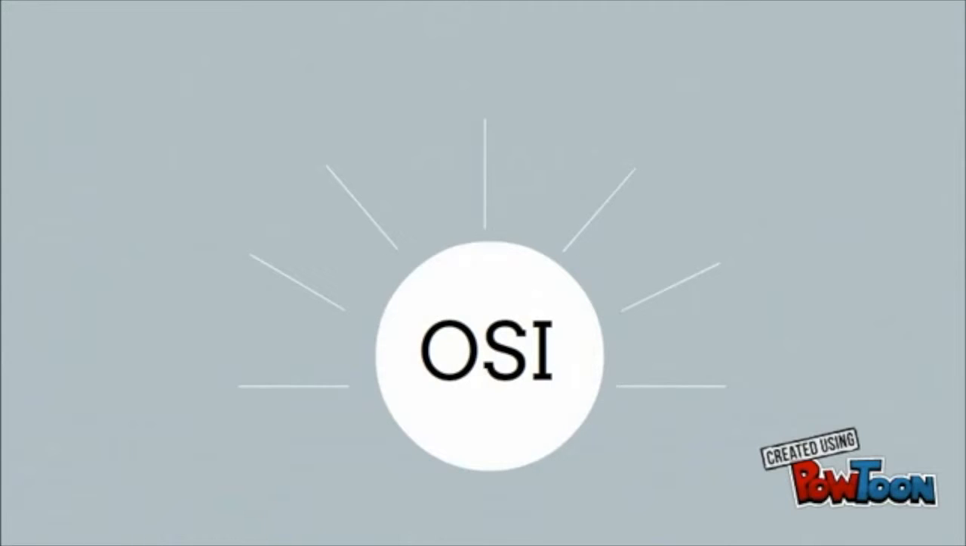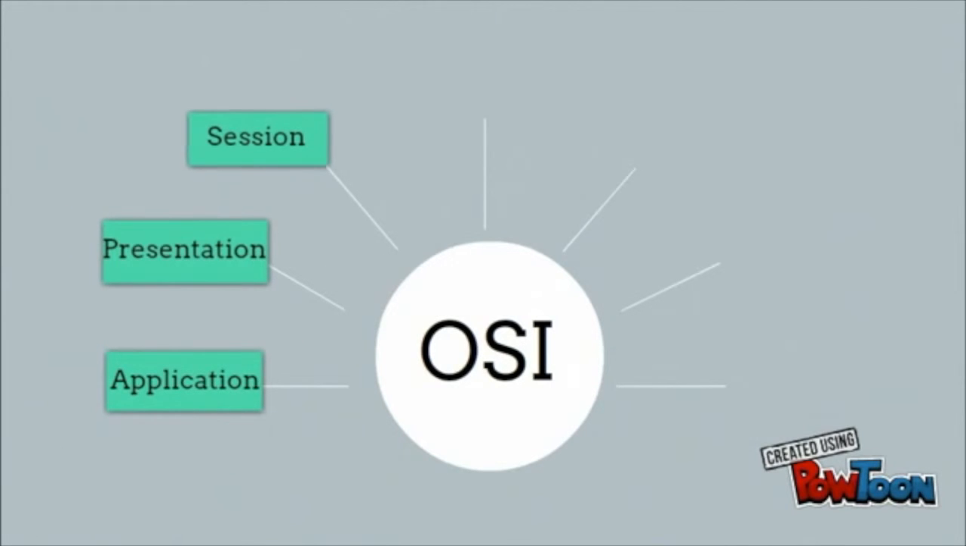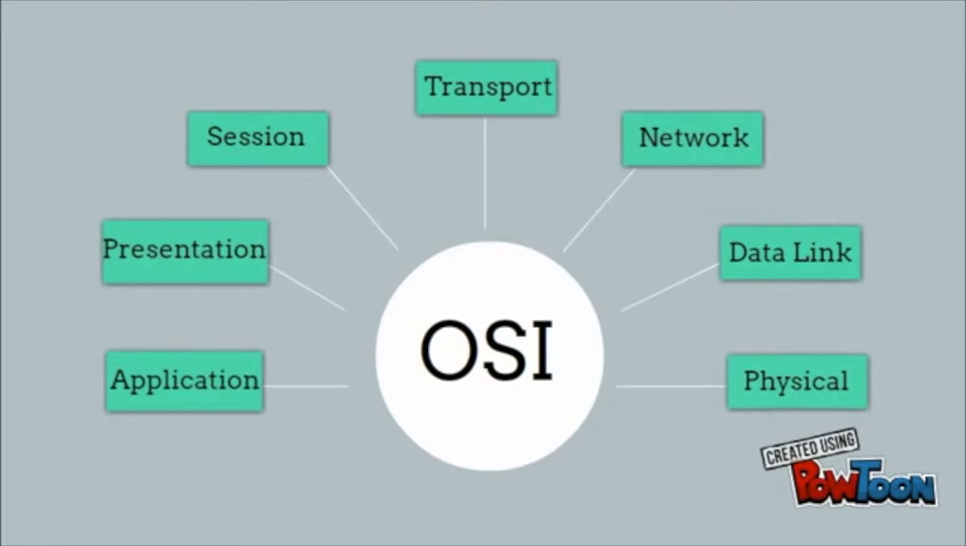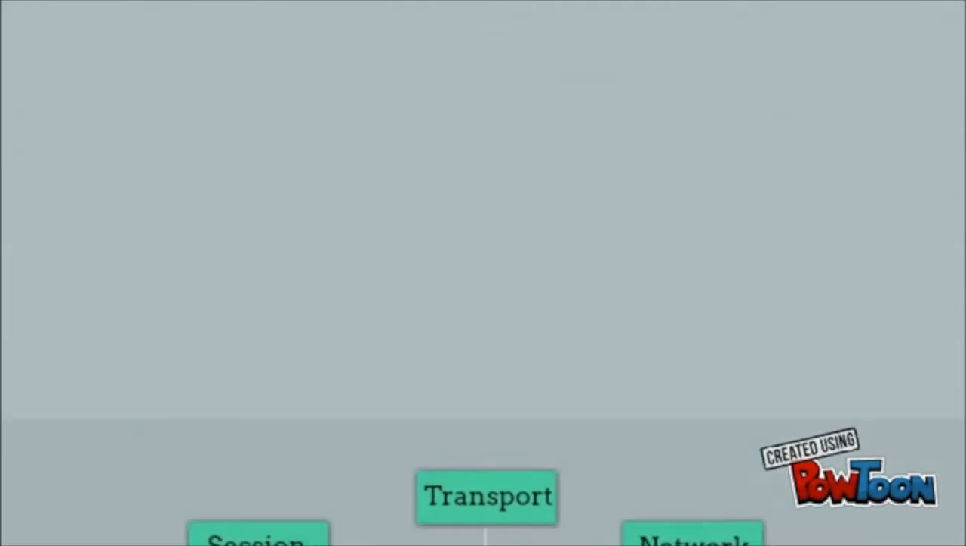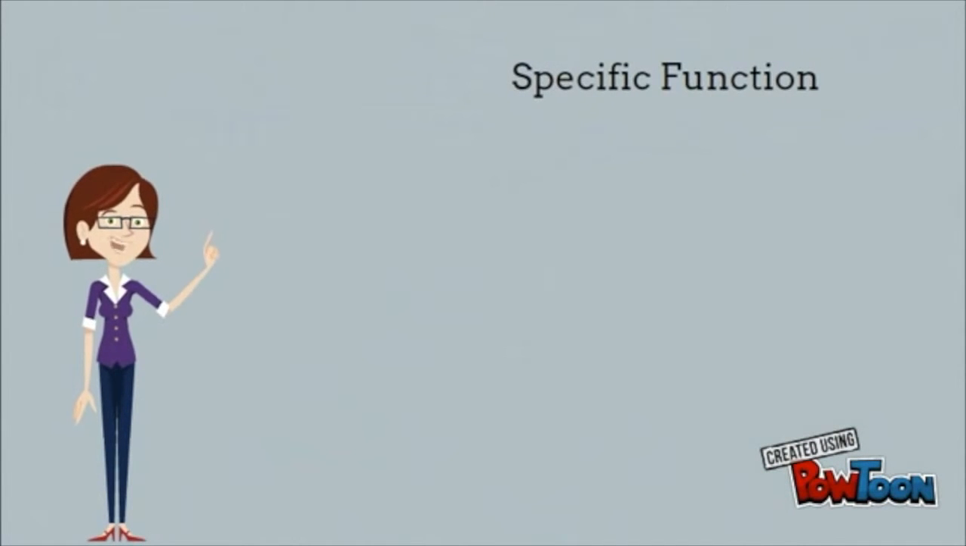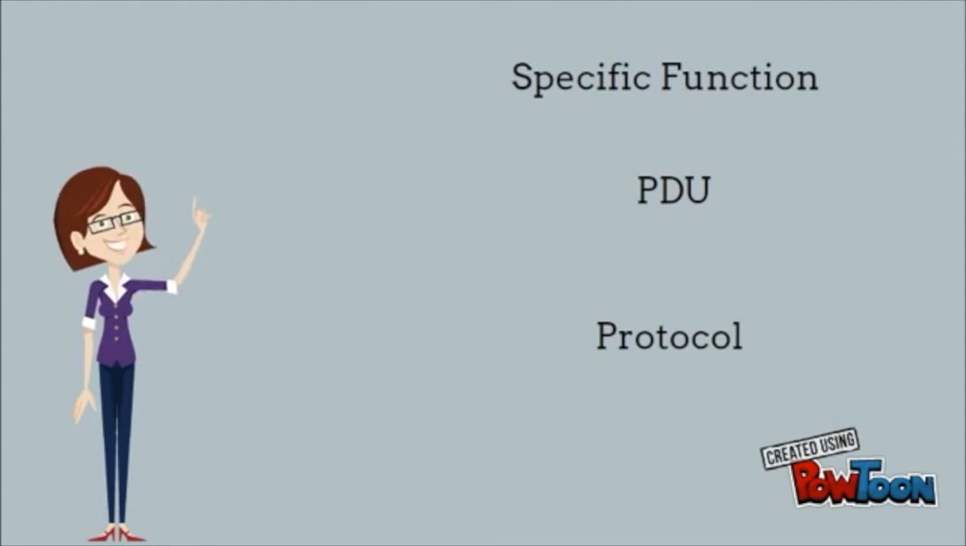There are 7 layers in the OSI model. The top layer is what the user is interacting with, and it goes all the way down to the layer which shoots the message across the network. Each layer only communicates with the layers adjacent to it. Each layer has its own specific function, PDU, which carry layer-specific data, and protocol, which is the standard of communication.